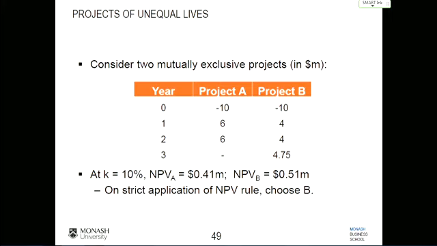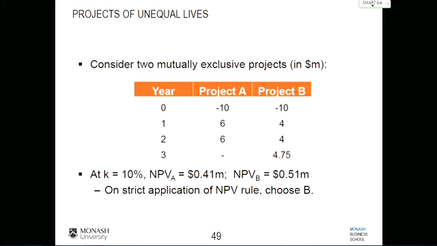Okay? And if we only stop here, people would say, yes, we should go with B, because project B will give you a higher NPV. But look at this. Project B will take you longer to realize that amount of money. It will take you 3 years, not 2 years, to get that amount of money. So how do we take that into account?